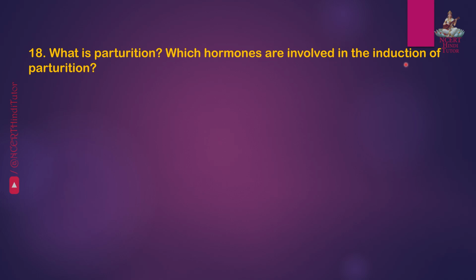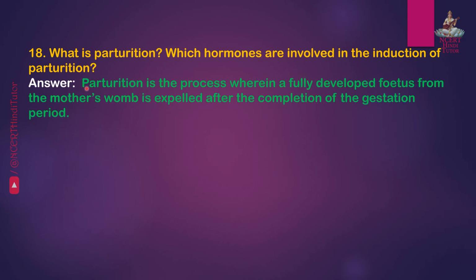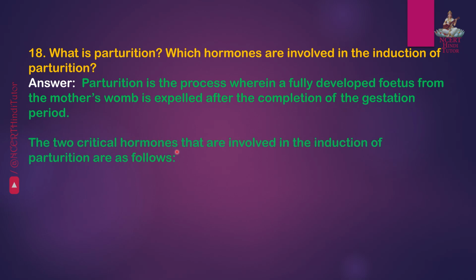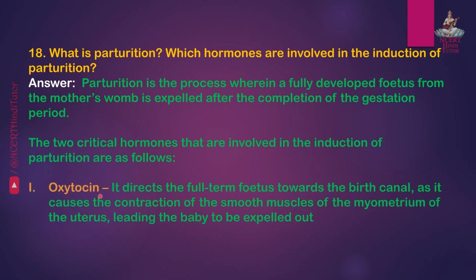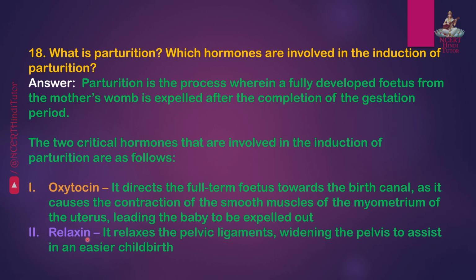Which hormones are involved in the induction of parturition? Answer. Parturition is the process wherein a fully developed fetus from the mother's womb is expelled after the completion of the gestation period. The two critical hormones that are involved in the induction of parturition are as follows. First, oxytocin. It directs the full-term fetus towards the birth canal as it causes the contraction of the smooth muscles of the myometrium of the uterus, leading the baby to be expelled out. Second, relaxin. It relaxes the pelvic ligaments, widening the pelvis to assist in an easier childbirth.